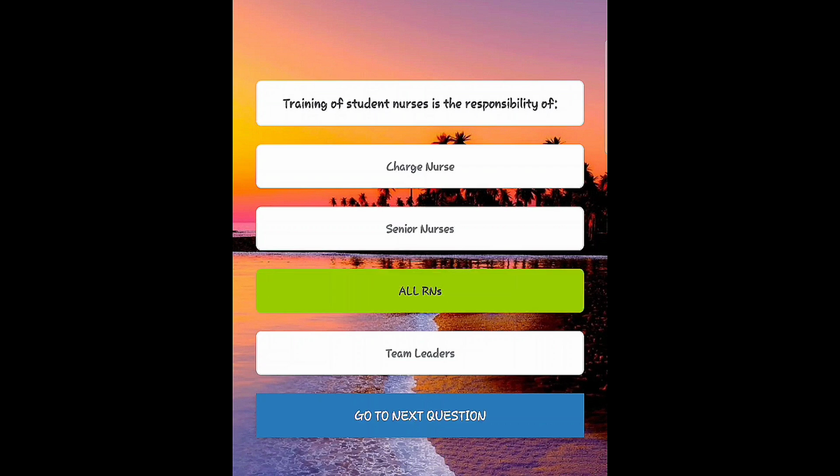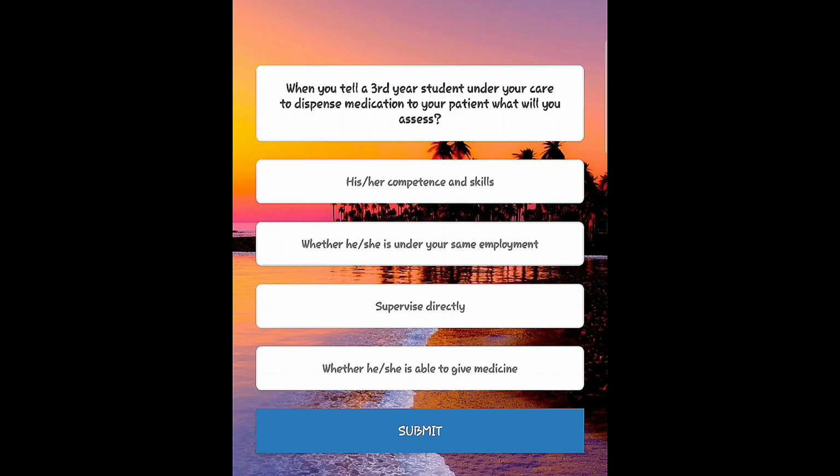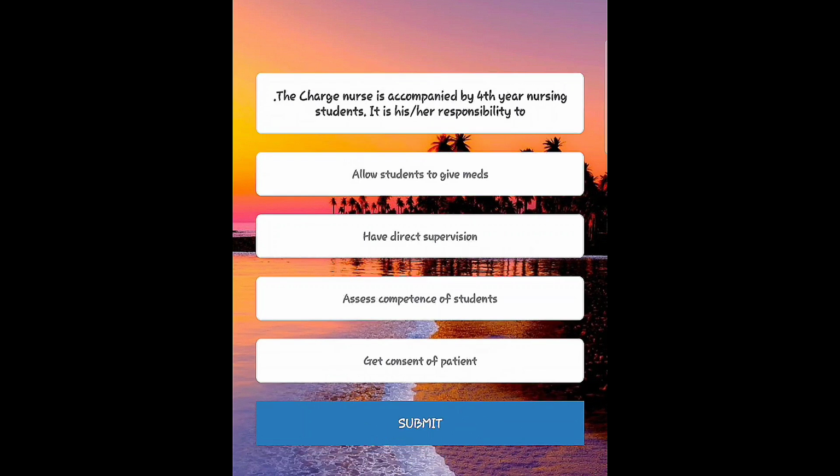Training of student nurses is the responsibility of all registered nurses. That is C. When you tell a third year student under your care to dispense medication to your patient, what will you assess? You are assessing his or her competence and skills, not just their ability to give medication. Okay, so the next question says that the charge nurse is accompanied by fourth year nursing students. It is his or her responsibility to allow students to give meds, or have direct supervision, or assess competence of students, or get consent of the patient. So it is to assess competence of students.